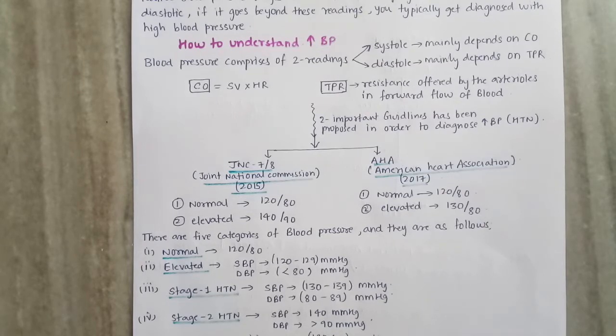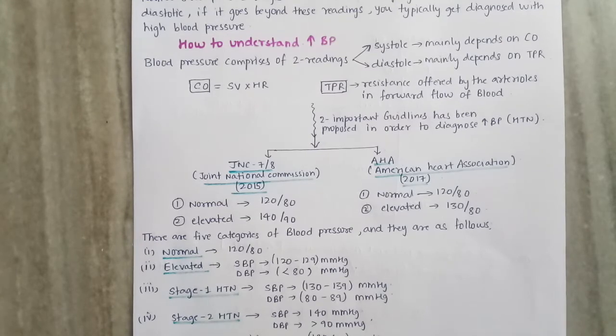Both committees have the same normal blood pressure, 120 by 80, but the Joint National Committee 7 or 8 recommended its guidelines in 2015. According to this, elevated blood pressure is 140 by 90 mm of Hg, which means the systolic has to be 140 and the diastolic has to be 90 mm of Hg in order to diagnose a patient with hypertension. The American Heart Association has declared a slightly lower value for the systolic, 130 mm of Hg, and 80 mm of Hg for the diastolic blood pressure.